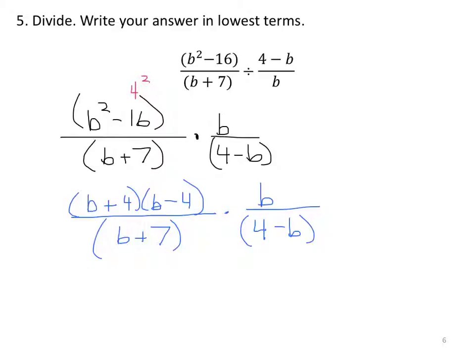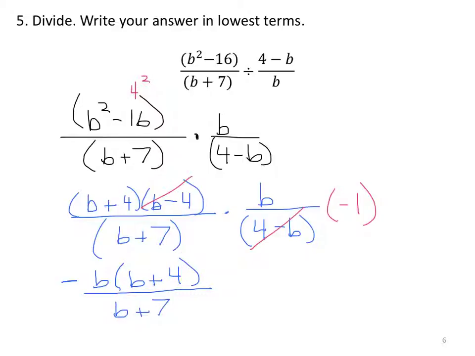The next thing is to notice none of these are identical. However, we do have opposites, b minus 4 and 4 minus b. So if we cancel those opposites, we're left with negative 1. So now we rewrite what we have left because nothing else cancels, and to represent that negative 1, we just put a negative sign in front. So on top, I'm going to put the b first because it'll be easier for my next step. That's what we have left, and our denominator is completely done.